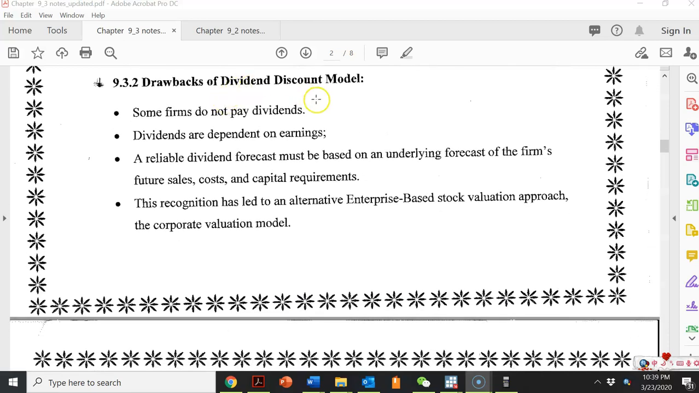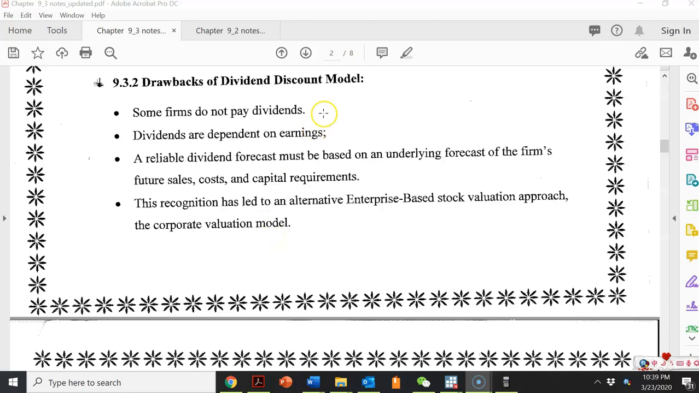The dividend discount model we learned in the last two classes does not work for some firms because some firms do not pay dividends, and also dividends are dependent on earnings. A reliable dividend forecast must be based on an underlying forecast of the firm's future sales, costs, and capital requirements. This recognition has led to an alternative enterprise-based stock valuation approach, the corporate valuation model.